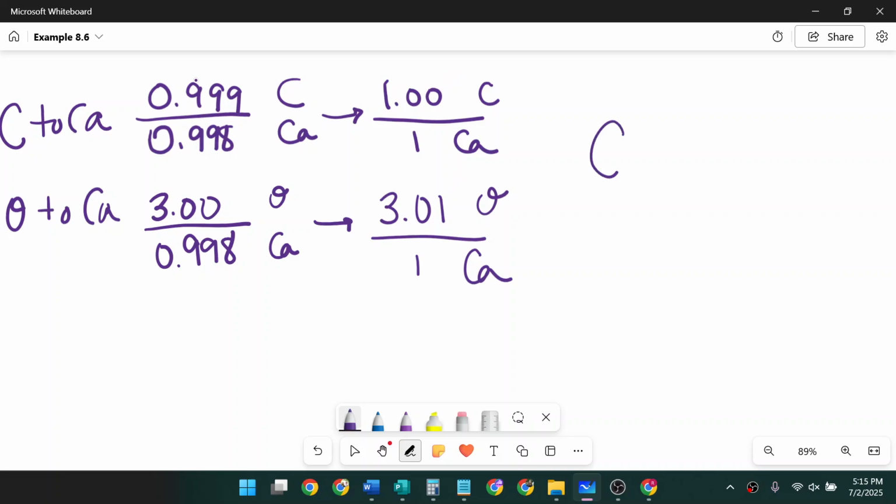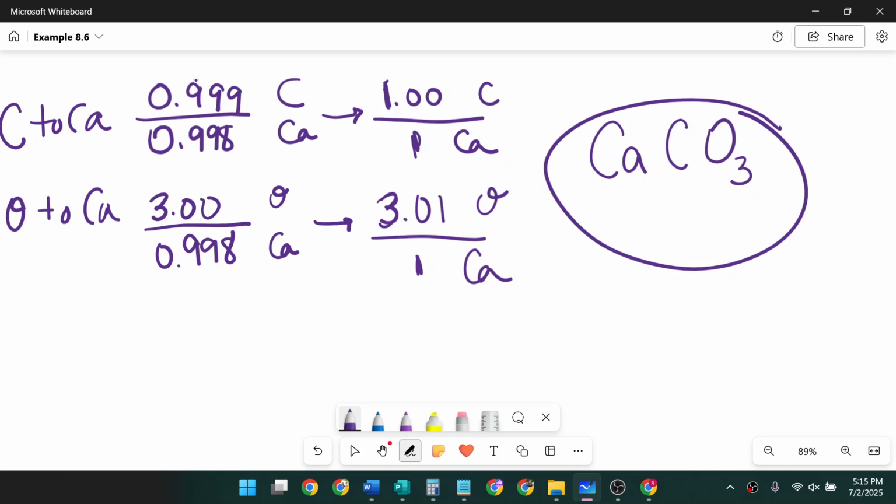And so when we put these together, CaCO, the Ca has a 1, so we don't put anything there. The carbon has a 1, and the oxygen is really close to 3. So there's our empirical formula, CaCO3.